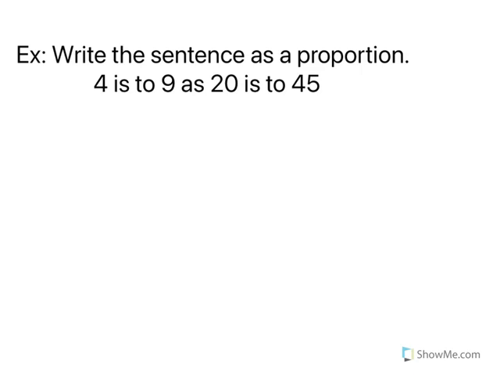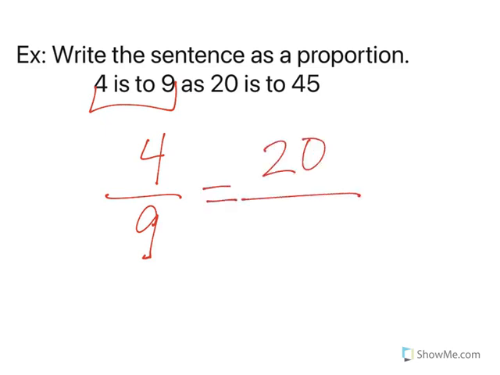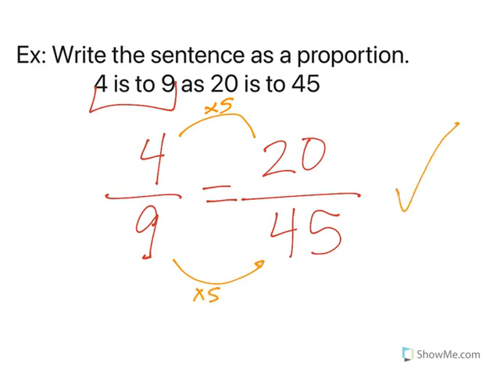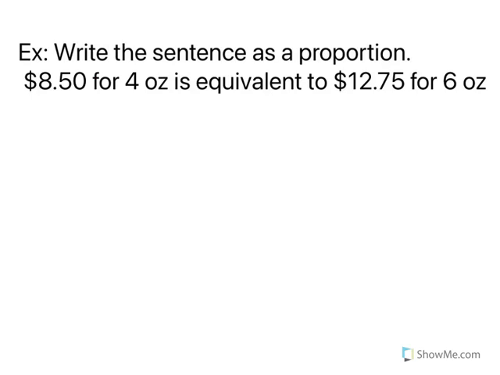So let's write the sentence as a proportion. 4 is to 9 as 20 is to 45. That's the sentence. And if you want to check it, think about this. 4 times 5 gives me 20. 9 times 5 gives me 45. That checks out.